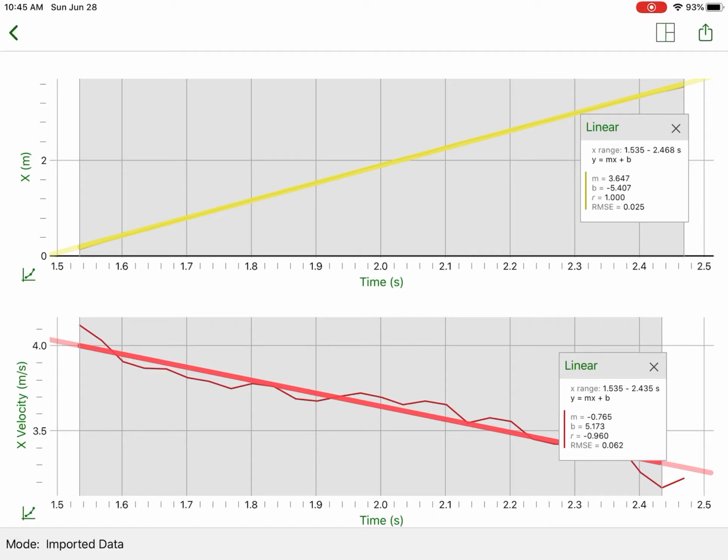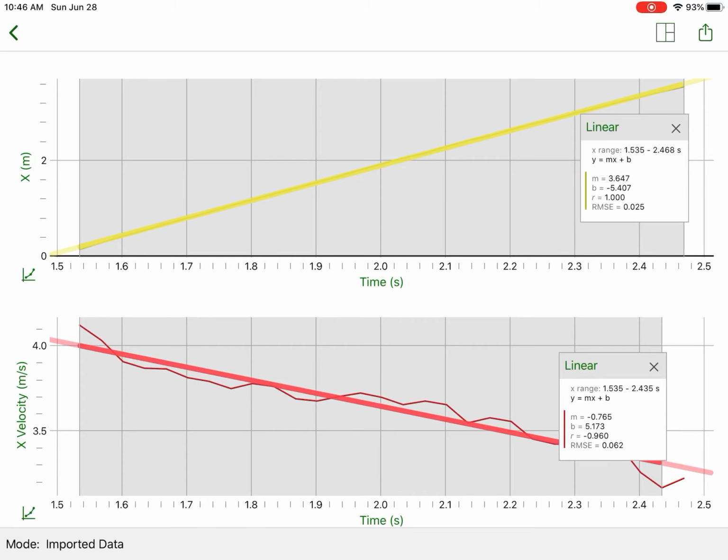On the velocity versus time graph in the x, the velocity is changing. The velocity started out at 4.119 meters per second and then ended with a velocity of 3.220 meters per second. It doesn't change at a consistent rate. The acceleration is negative 0.765 meters per second every second. This could be due to the air resistance in the real world. When air resistance is present, it slows things down.